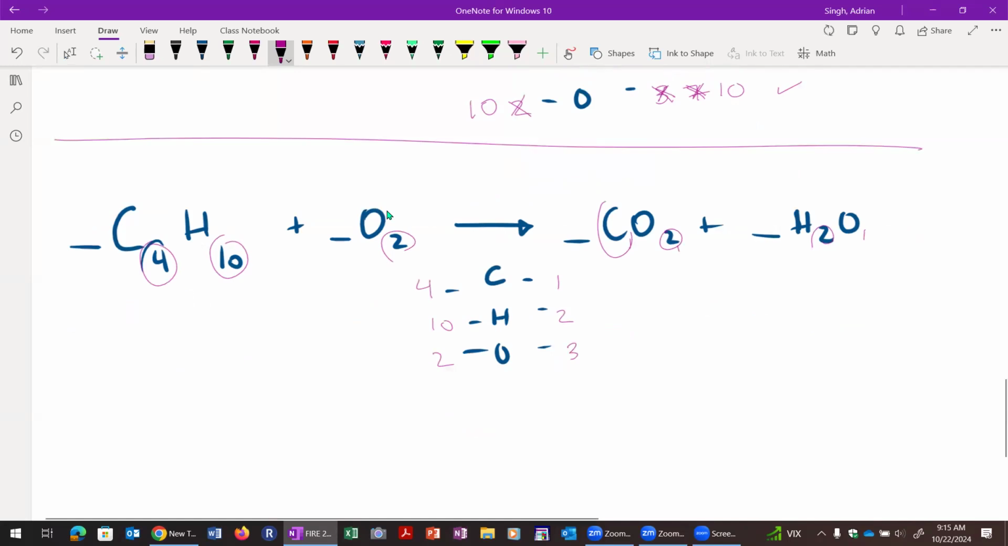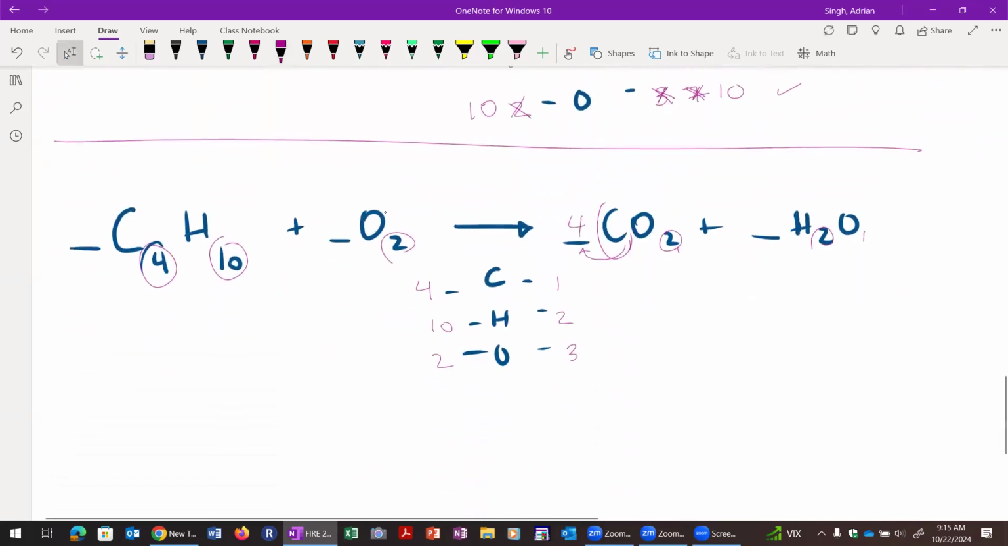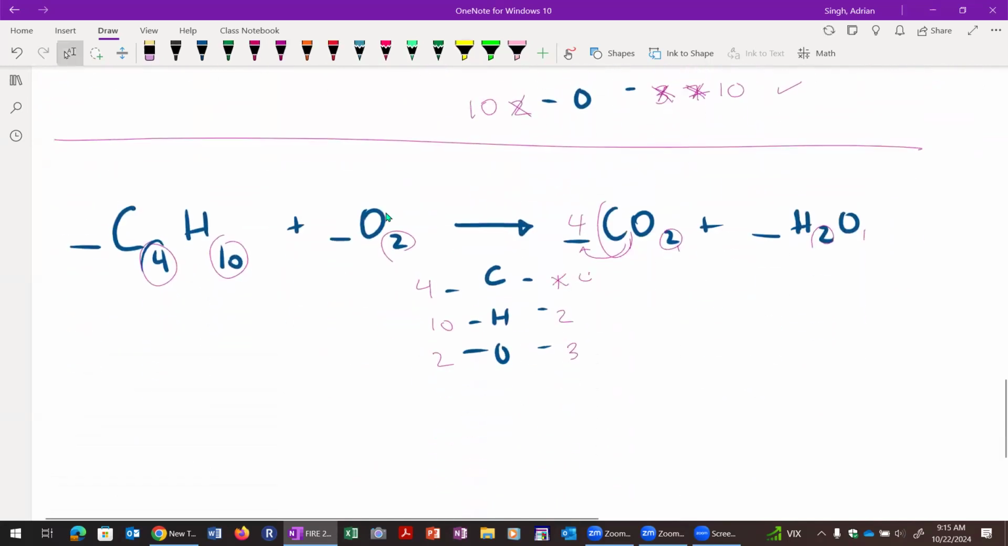So again, going through the steps, I noticed the oxygen is split. I'm going to leave that till the end. Let's balance the carbons first. I need 1 times something to give me 4, so that's 4. 4 C's. I've changed my oxygens now. 4 times 2 is 8, plus that 1 is 9.